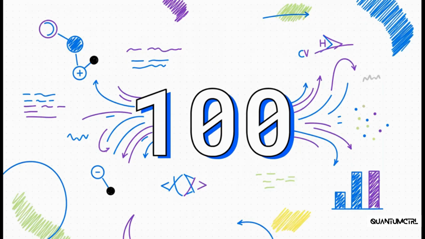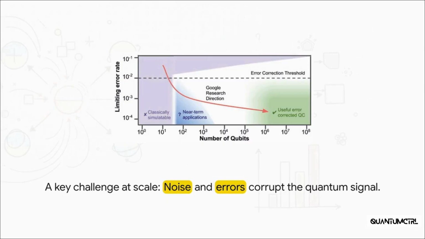And this isn't science fiction. The same documentation from IBM shows them running a scaled-up version of our experiment, creating a massive entangled state across 100 qubits. This is happening right now. But scaling up is not easy. This graph shows the biggest challenge. As you try to connect more and more qubits, this thing called noise, tiny vibrations, temperature changes, creeps in and corrupts the fragile quantum signal. Building machines that can overcome this noise is probably the single biggest engineering challenge in the field today.